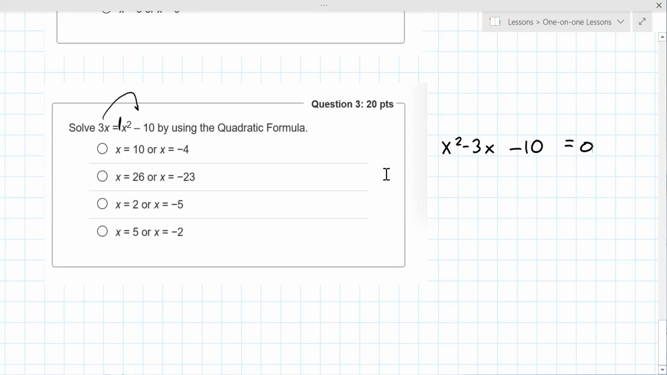Letter D. Okay, I agree. All right, great. All right.